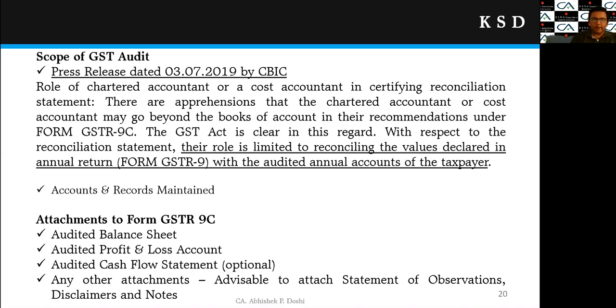And for any other attachments, it is always advisable that we chartered accountants attach a statement of observations, disclaimers and notes, right? Some separate attachments should be made where we disclose our various observations, disclaimers or workings for the form GSTR 9C. It will be helpful at a later stage.